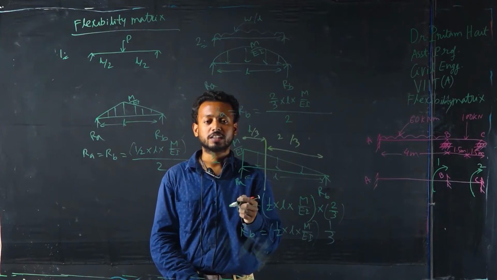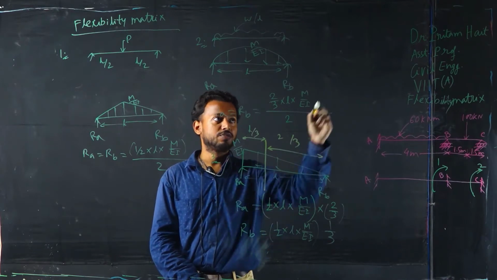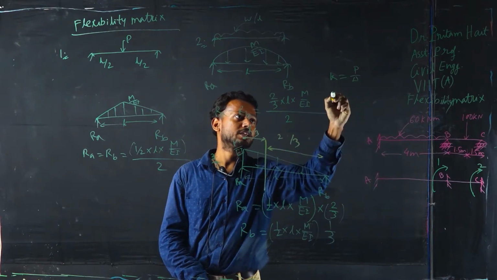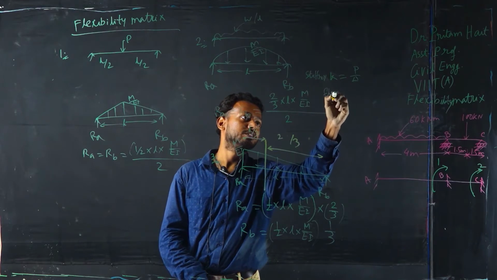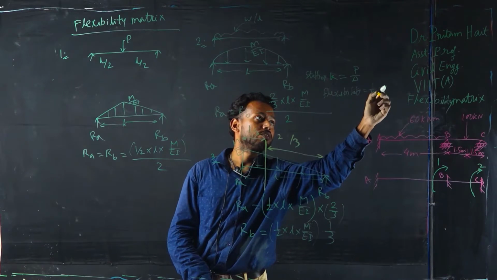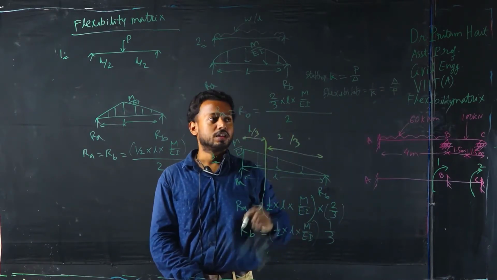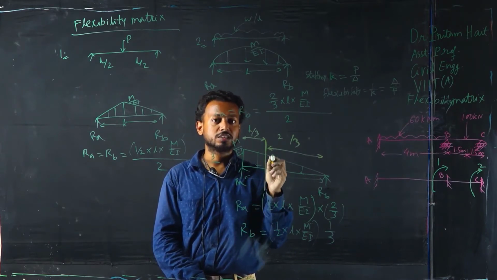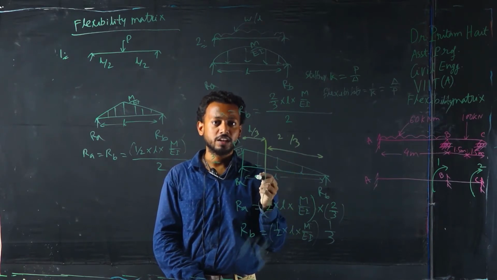In the last class I had explained stiffness matrix. I will start now flexibility matrix. Stiffness is K equals P by delta, and flexibility is just the inverse of K, that is delta by P. So how you can form or develop a flexibility matrix for a given continuous beam or any structure, I will explain in today's class.